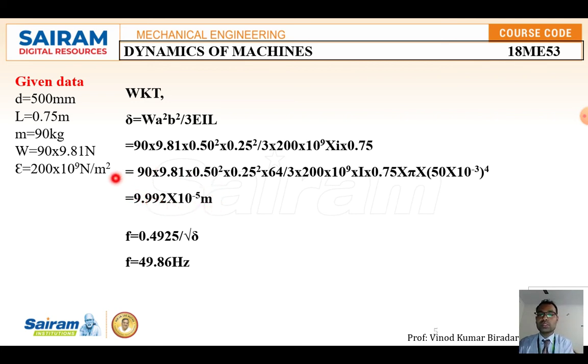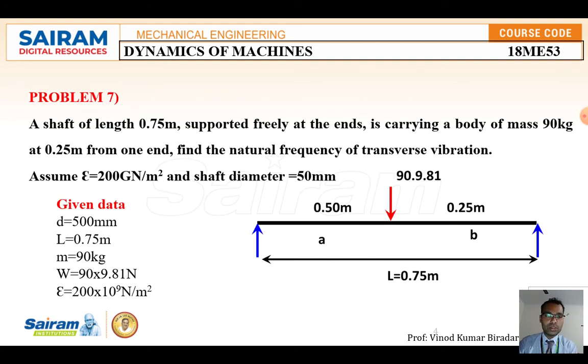So this is the deflection, but what are they asking? The natural frequency. So the natural frequency f of n is equal to 0.4985 divided by the square root of delta. Delta we already calculated, so substitute the delta value here, and you are going to get the natural frequency for this particular shaft. The answer for the given problem is 49.86 hertz. Frequency is measured in hertz. Like this you have to solve the problems.